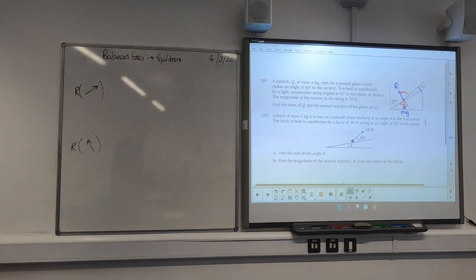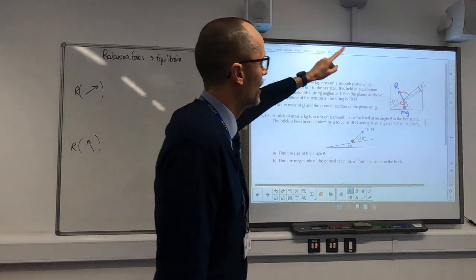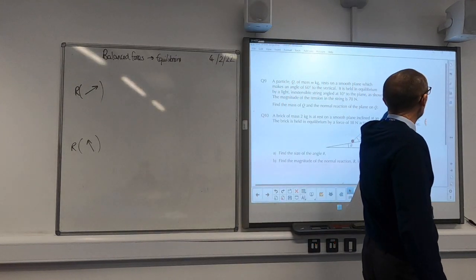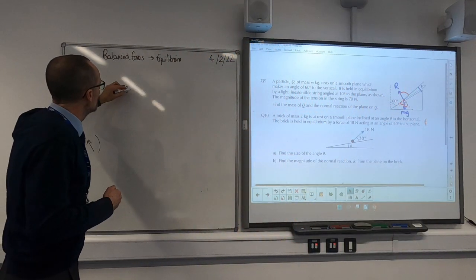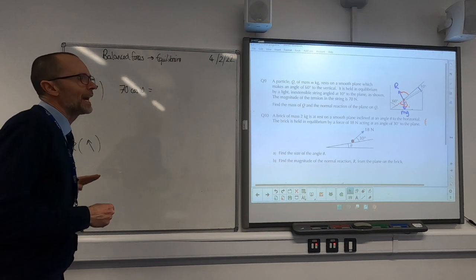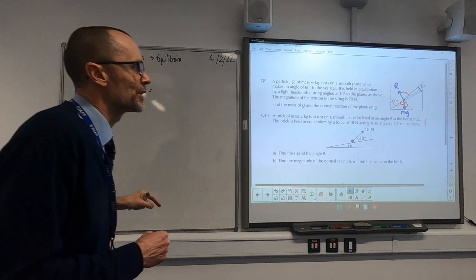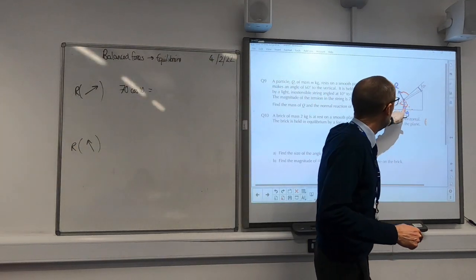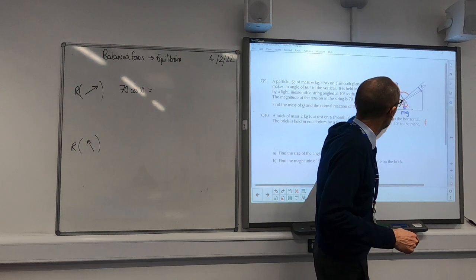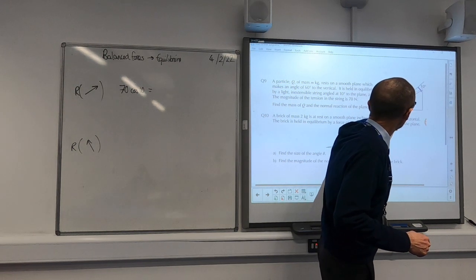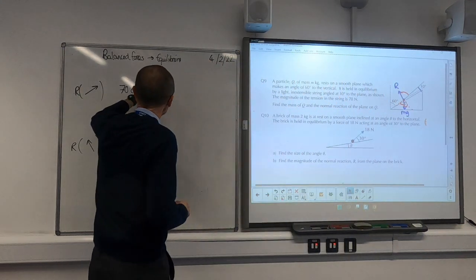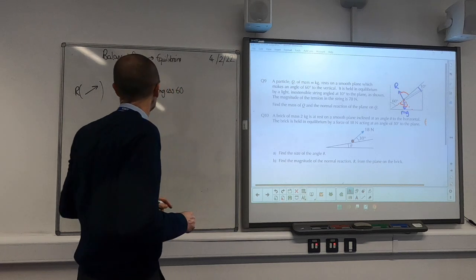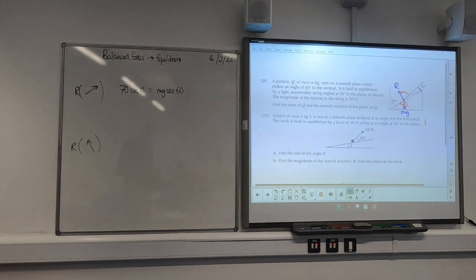It's not ideal, but I'm going to quickly do this. So going up the slope, I've got the effect of that force. That force is 70 newtons, so that's 70 cos 10. That's pulling it up the slope. Pulling it down the slope is the effect of the weight. So that's mg times this angle here. Now that angle there is going to be 60, isn't it? So that's mg cos 60. And that allows me to work out the size of m.